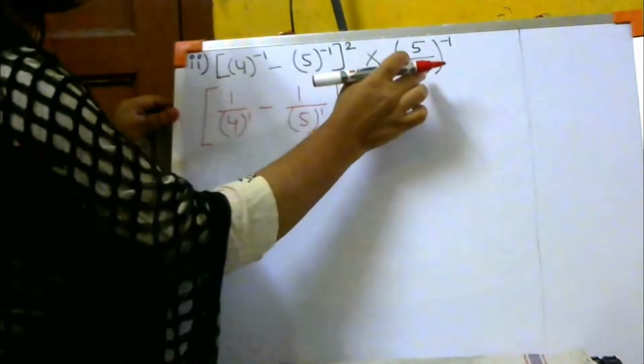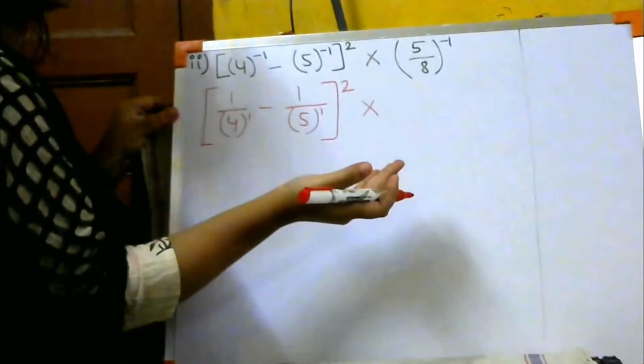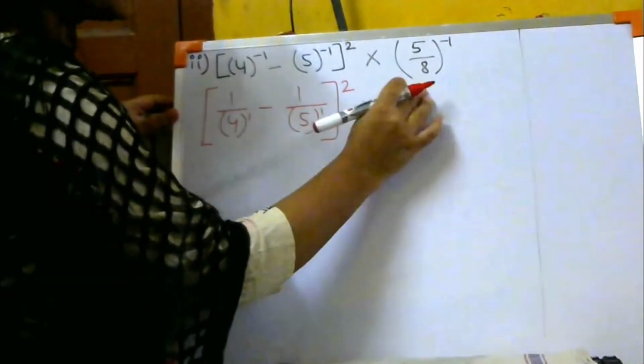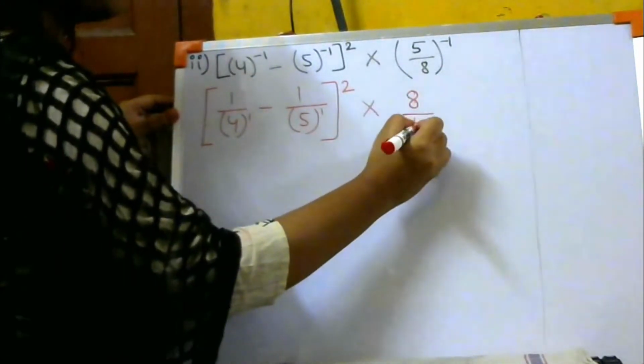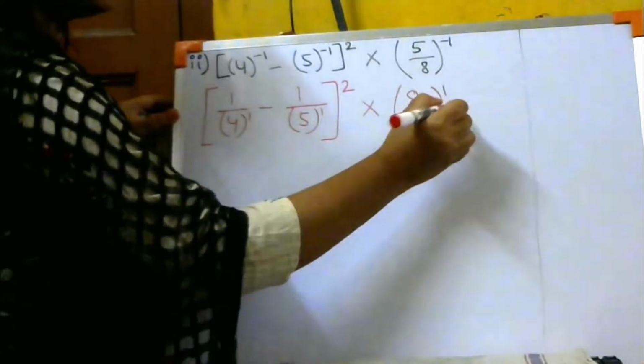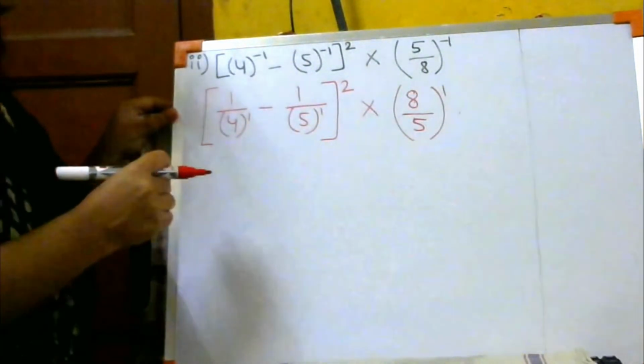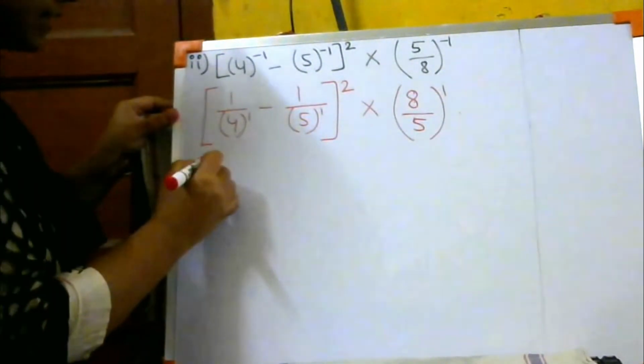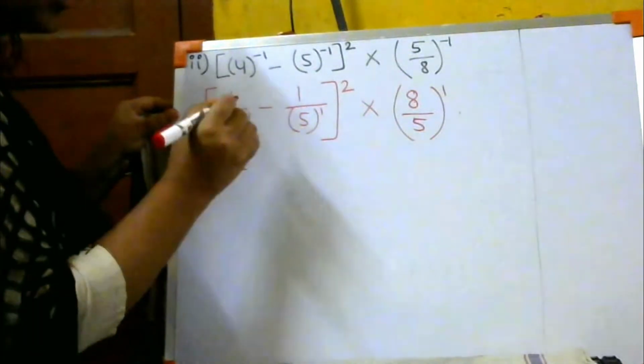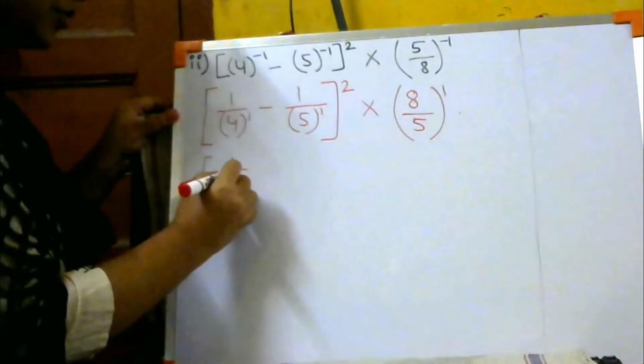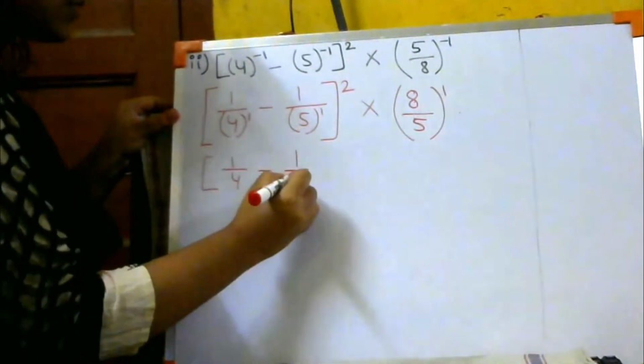Into 5 by 8 to the power minus 1. How will I change the minus 1 into positive? We just inverse. We are going to write 8 by 5 to the power only 1. So positive 1. Clear? Now, next line. Same thing. 1 by 4 to the power 1 means 1 times 4. So 1 by 4. Minus this is 1 by 5.